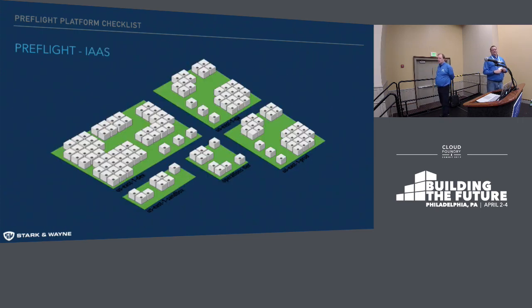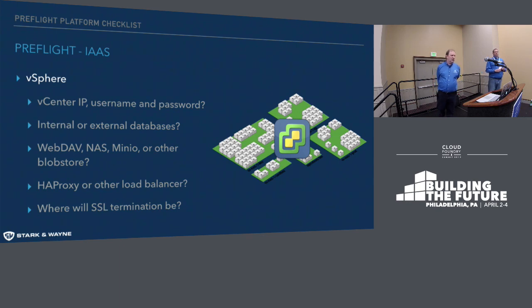So all of you have been in rooms together and meetings together and knocked out all the discussions, and you're going to make your choice of infrastructure. And you've got a couple choices. You've got the classic vSphere, and you're going to need the vCenter IP, username, password. Choose whether you're using the internal or external database. Are you going to be using WebDAV, NAS, Minio, some other blob store, HAProxy, another load balancer? Where are you going to terminate the SSL?